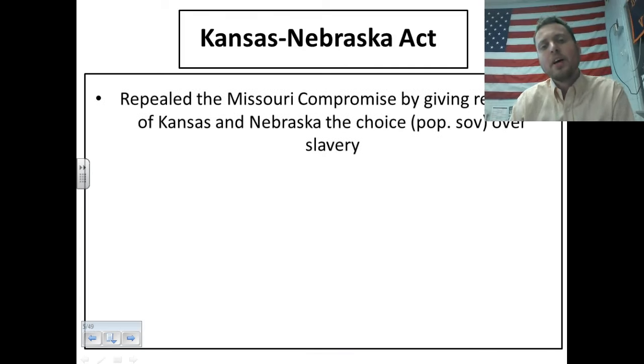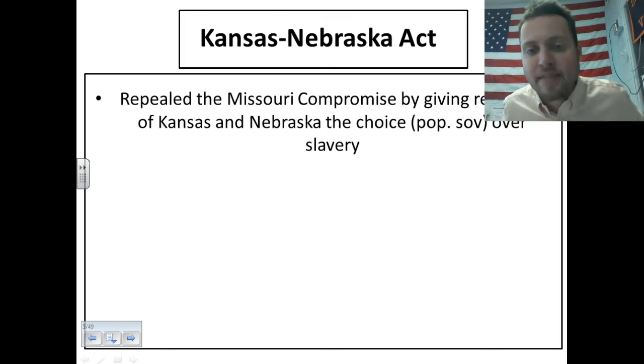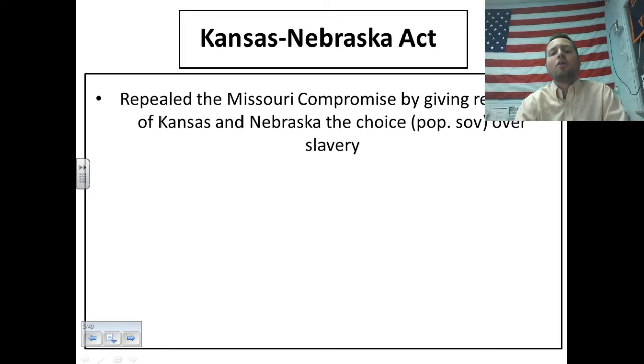Here we go. Please put it repealed the Missouri Compromise. Above the Missouri Compromise line, the Kansas-Nebraska Territory was supposed to be free. But instead it gave the residents of Kansas and Nebraska the choice, which is popular sovereignty, over slavery. So if they voted to go slave, then you can understand how this would be a problem.